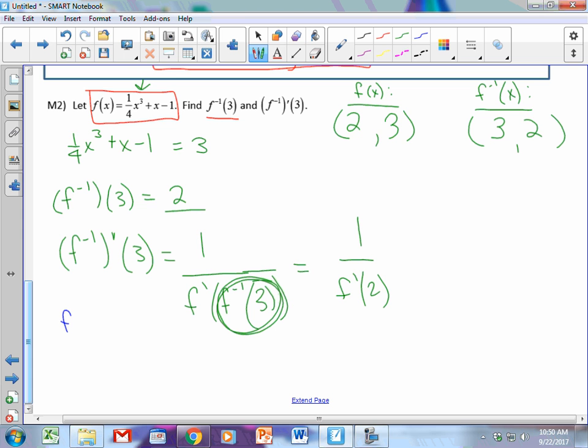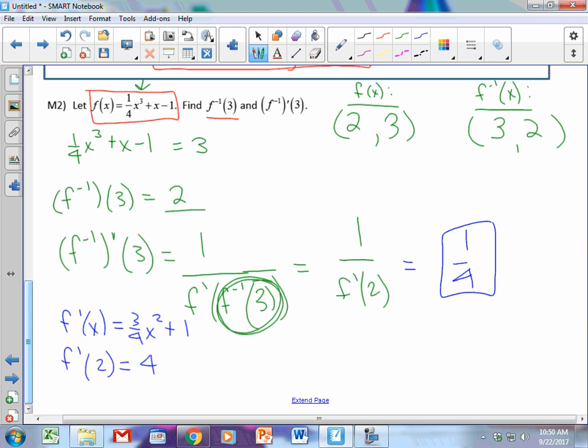Can we find f prime of x very easily? Yes, I believe so. So what would f prime of x be? 3/4 x squared plus... All right. And then finding f prime of 2 is not that big of a pain, because 2 squared is 4. So we get a 4 there. If you work that out, that's not terrible. So this turns into what? 1/4. I ended up with the same answer. Did you? Okay. Cool.